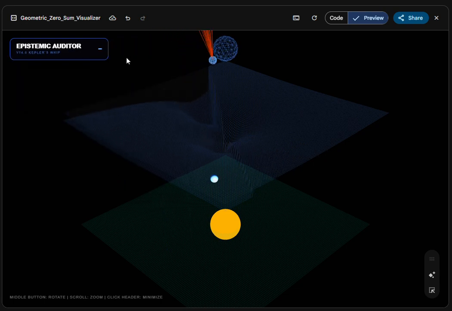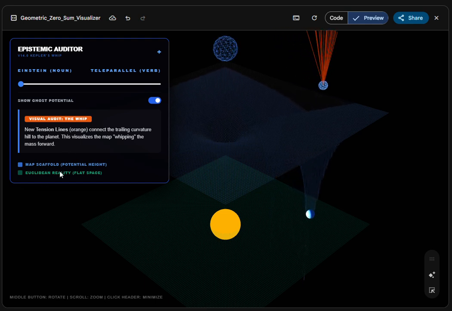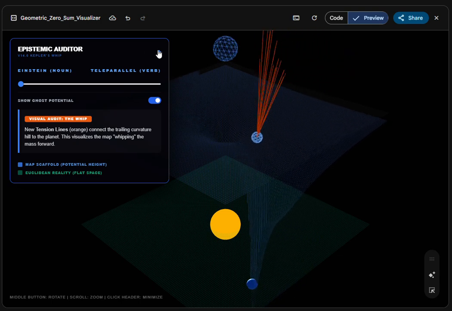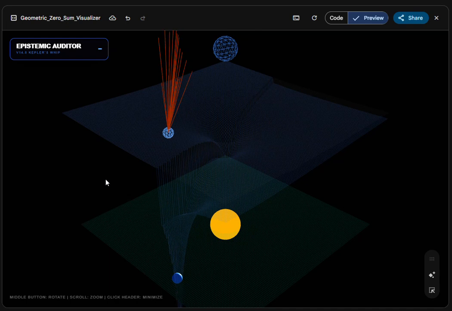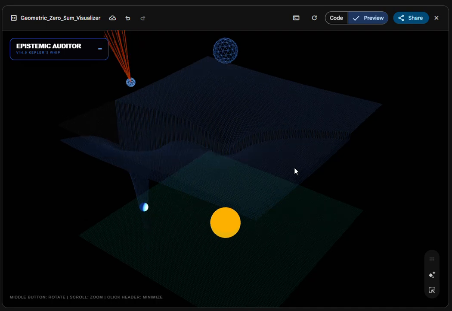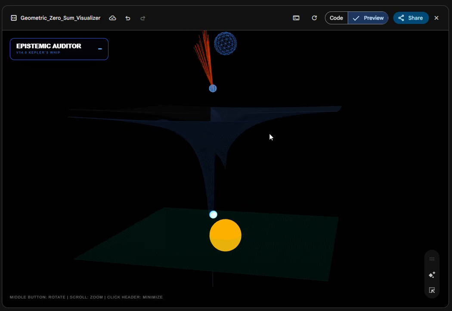Okay, now do we have this thing here? Map scaffold potential height. Okay, they didn't do that yet. Now you said, why is the scaffold sun higher in the upper map? The scaffold, the vertical axis does not represent physical height.